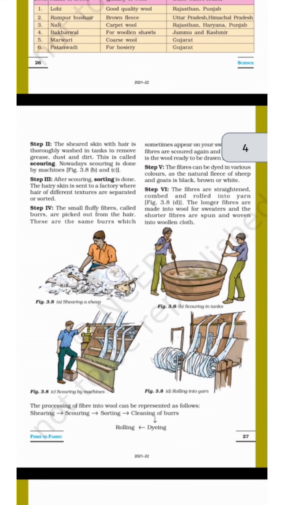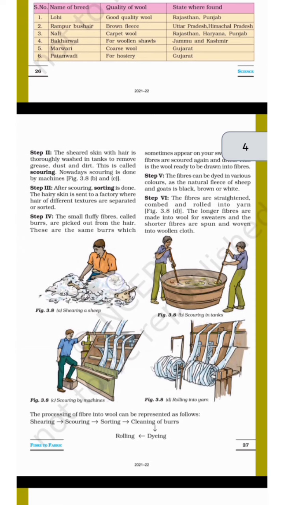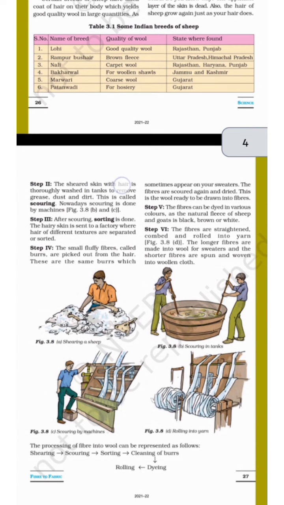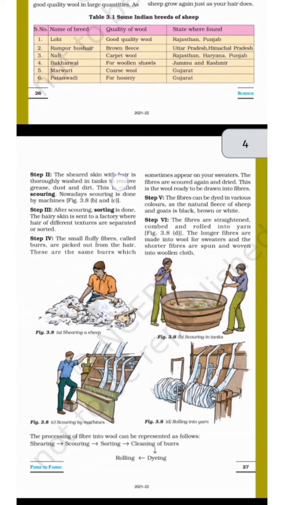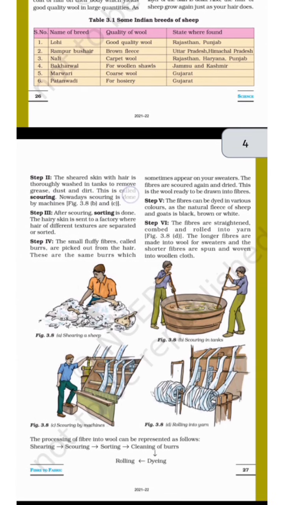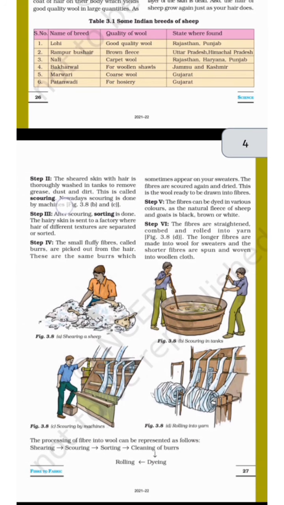No, it doesn't hurt the sheep because the outer layer of skin is dead. So we can remove the hair very easily just like us. So it can't affect or hurt the sheep. Okay. And step 2. The sheared skin with hair is thoroughly washed in tanks to remove grease, dust and dirt. This is called scouring. Nowadays, scouring is done by machines.